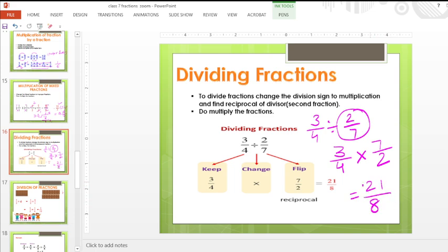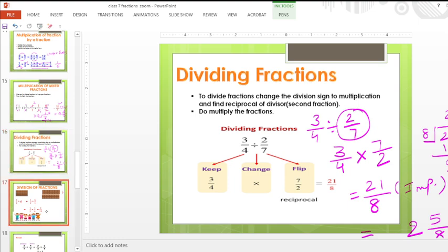But again, students, this is an improper fraction. I cannot leave my answer like this. I need to convert it into a mixed fraction again. So 21 divided by 8. What will come? 8 times 3 is 24, too much. 8 times 2 is 16. So what will we get? 5. Right? So my answer will be the quotient, 2, with the remainder, 5, upon the divisor, 8. And you can check, 16 plus 5 is 21 by 8. So this is how you will do division of fractions.